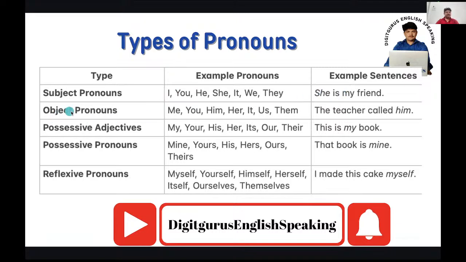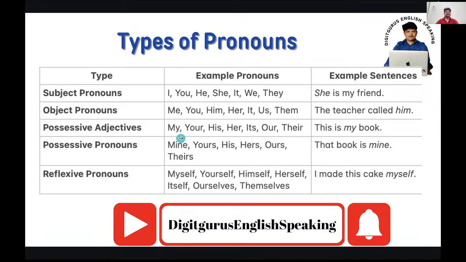So the next one is objective pronouns. Objective pronouns: me, you, him, her, it, us, them. These are objective. The teacher called him. Here, him is used in place of the object. Therefore, it is an objective pronoun.